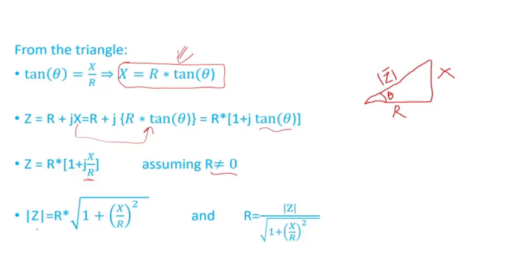And to take the magnitude of Z, it's equal to R times the square root of 1 plus (X divided by R) quantity squared. And from this equation, the resistance is the magnitude of the impedance divided by the square root of 1 plus (X divided by R) quantity squared.